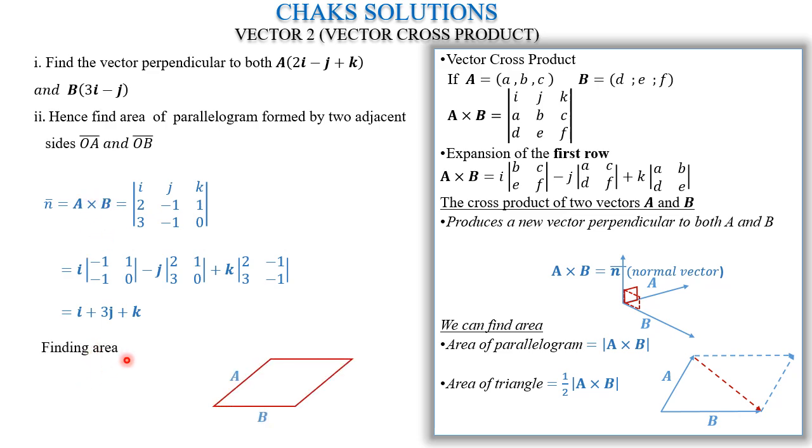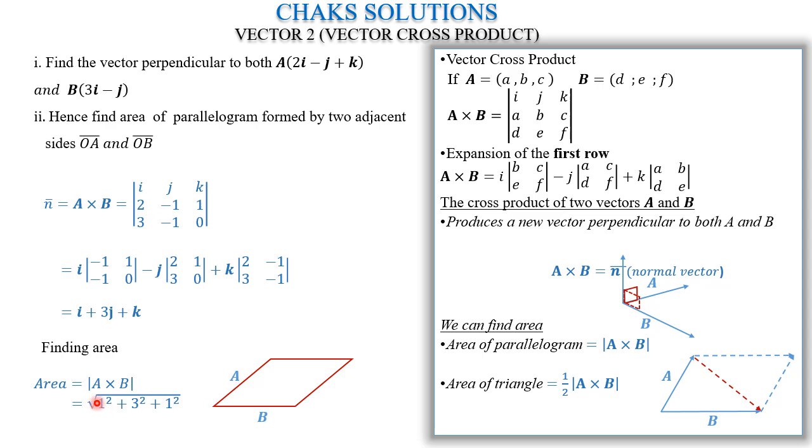Alright, so then we go to item 2 here, finding the area. This is the parallelogram that we have. So this is A and B, which are two adjacent sides of the parallelogram. To find this area, we're just going to find the magnitude of this vector here. So area is equal to the modulus of A times B here, which is A times B under the cross product. So you can see that the answer was 1I, which is I, plus 3J plus K here.